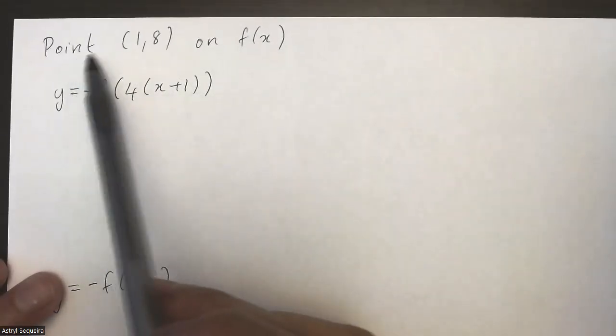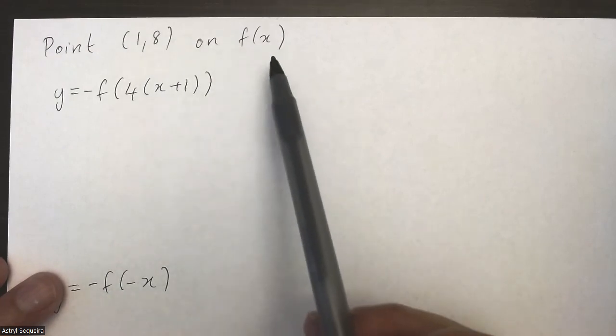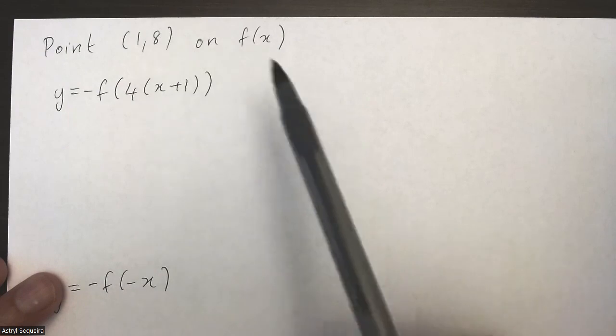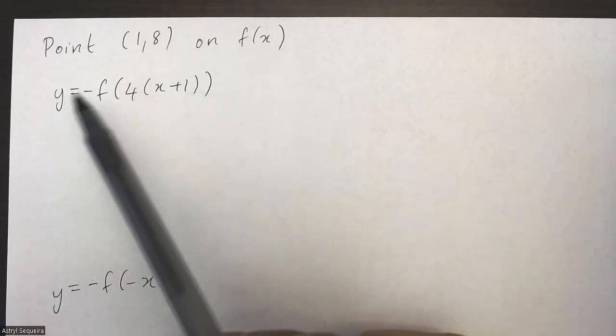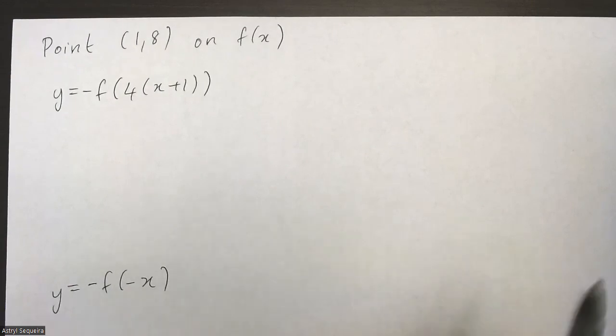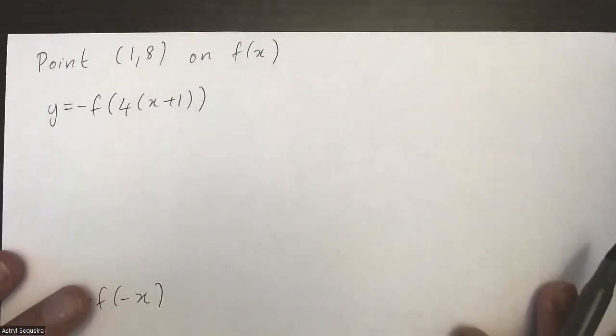All right, so I got this point (1, 8), and that's on my original function f(x). I want to transform this point using my mapping rule based on these transformed functions over here. I have 3 questions. So let's first talk about the mapping rule.